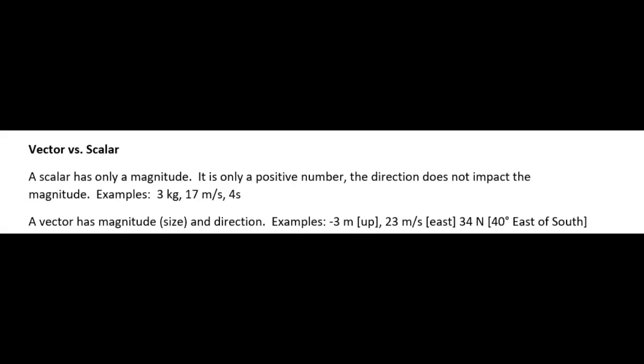A scalar has only a magnitude. The value has nothing to do with location. For example, your age does not change if you are on the moon or at the bottom of the ocean. Scalars are usually positive. Vectors have a magnitude and direction.